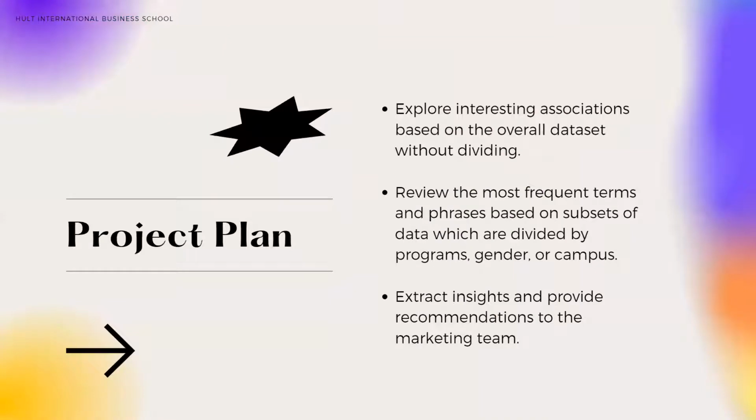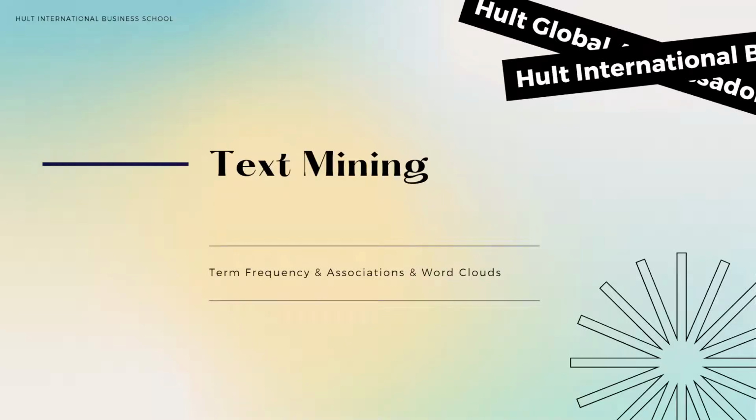Well, after having a clear concept of the case and Hold ambassadors, I want to state the project plan. First, I will explore associations based on the overall data without dividing, and find useful ones that can help the case. Next, I will use term frequency and word cloud techniques based on the data divided by programs, gender, and so on. At the end, I will summarize the findings and make recommendations. Now I would like to present my findings through the text mining process.